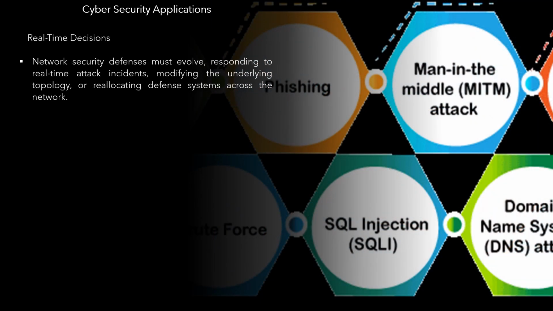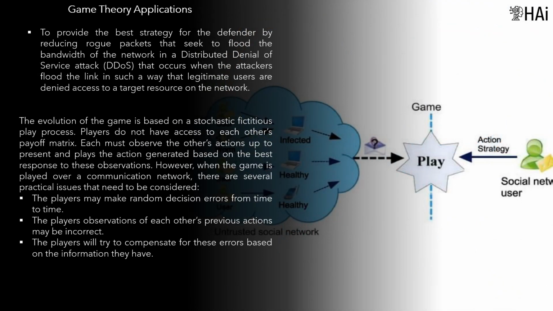Real-time decisions. Network security defenses must evolve, responding to real-time attack incidents, modifying the underlying topology, or reallocating defense systems across the network. Game theory applications. To provide the best strategy for the defender, by reducing rogue packets that seek to flood the bandwidth of the network, in a distributed denial of service attack, DDoS, that occurs when the attackers flood the link in such a way that legitimate users are denied access to a target resource on the network.